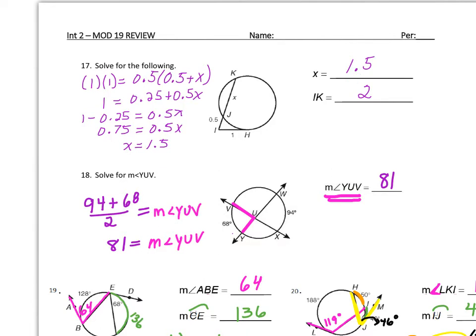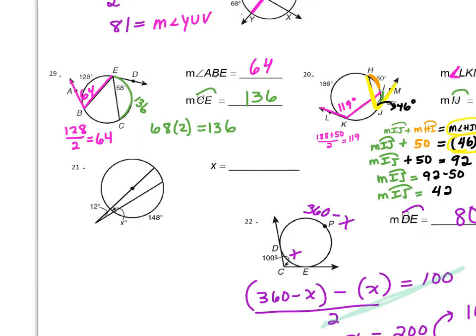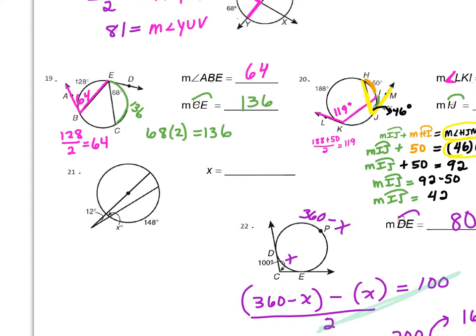The second part is that they want me to find I all the way to K. Now that's 0.5 plus my X, which is now 1.5. So 0.5 plus 1.5 is 2. On number 18, I'm trying to find this pink angle. I have two arcs across from them. If I add them together and then divide them by 2, I get my answer for the pink angle, which is 81.